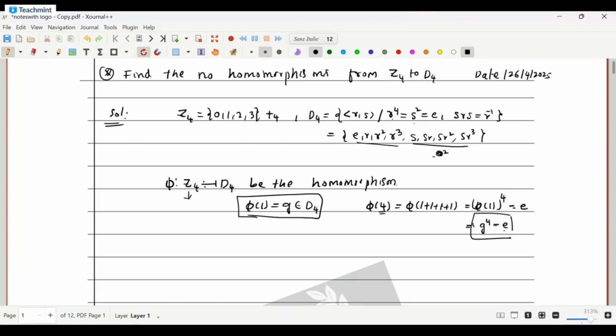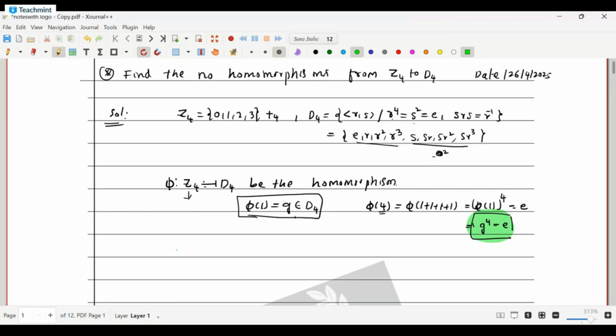So pi from Z4 to D4, ఏదైనా homomorphism ఉంటే that homomorphism, and if pi of 1 is equal to G అయితే then G should satisfy this relation. So ఇట్లాంటి జీలు ఎన్ని ఎగ్జిస్ట్ అవుతాయో దానిపైన బేస్ అయ్యి నంబర్ ఆఫ్ హోమోమార్ఫిజమ్స్ ఎగ్జిస్ట్ అవుతాయి సార్.